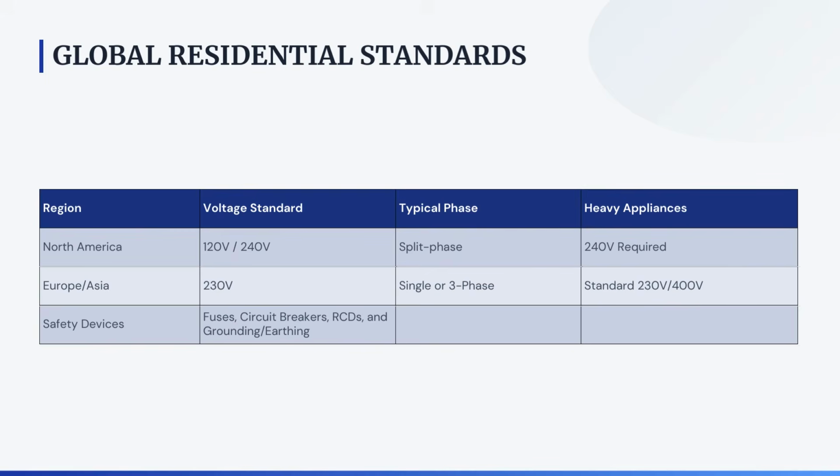Safety in the home is maintained through grounding or earthing, which provides a safe path for current if a fault occurs. Systems are also protected by fuses, circuit breakers, and RCDs that can trip the circuit to prevent injury.